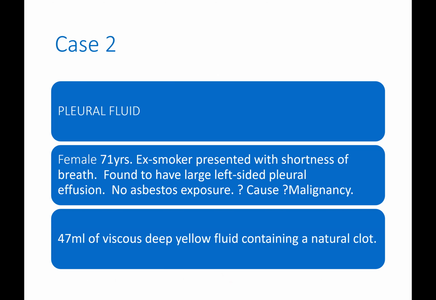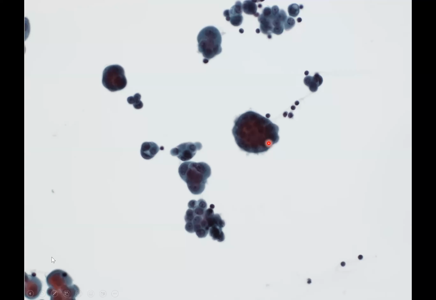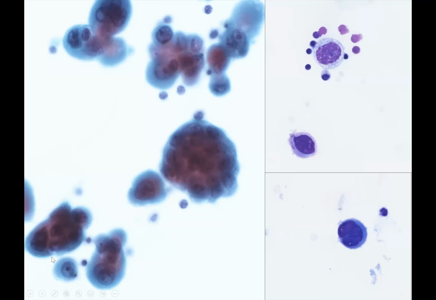Here's another case, a lady of 71. She was an ex-smoker, presented with breathlessness. She had a large pleural effusion, but no history of asbestos exposure and unknown cause. We received 47 ml of very viscous, deep yellow fluid. And again, it's got clusters of cells. It's quite supercellular, although less in the way of single cells in the background, but lots of these three-dimensional clusters.